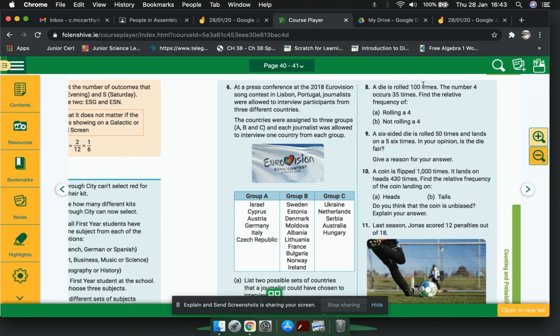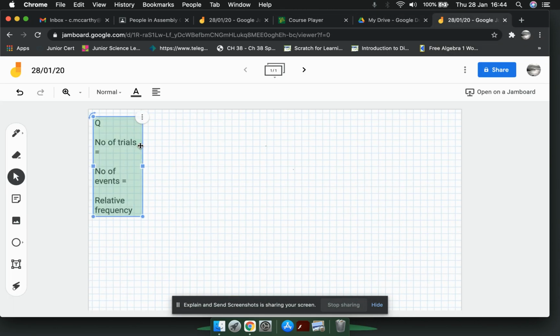So let's label a few of these things. A die is rolled 100 times. What I'm doing there is 100 trials. The number 4 occurs 35 times, so this is the event that we're interested in. We're interested only in the number 4. So let's fill in that information now and find the relative frequency.